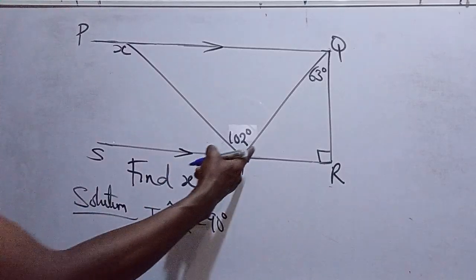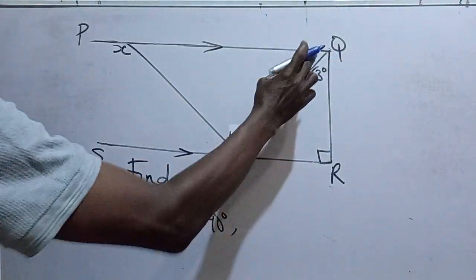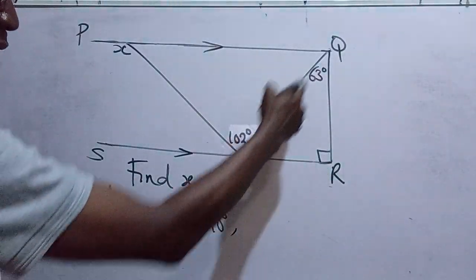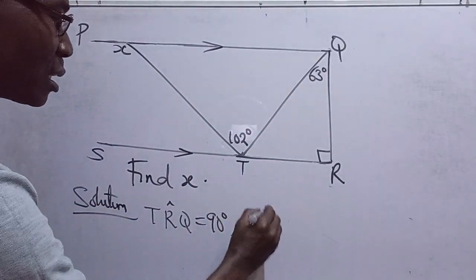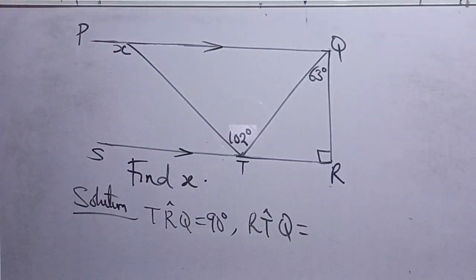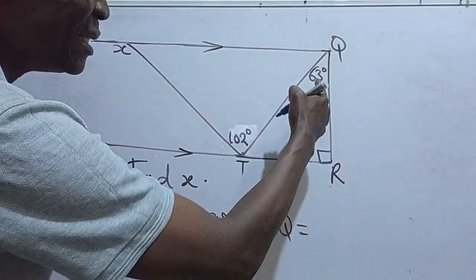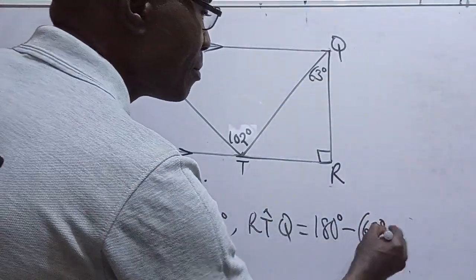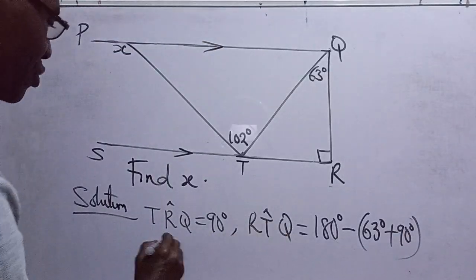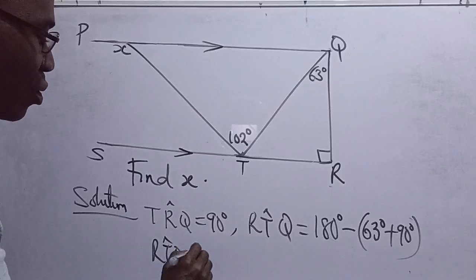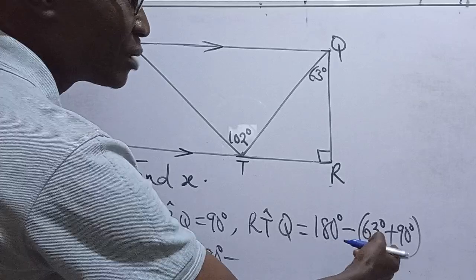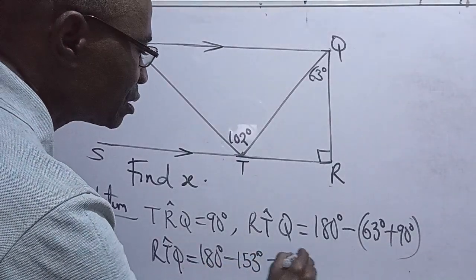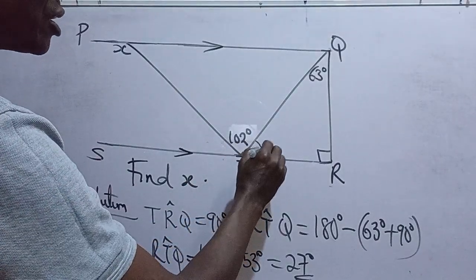So if TRQ is 90 degrees, what will be the value of the other angles here? Considering triangle TRQ, where angle TRQ is 90, now angle RTQ, the one in the middle, will be equal to 180 degrees minus the addition of this 63 degrees plus 90 degrees. So RTQ equals 180 minus 153, which gives us 27 degrees. So this angle is 27 degrees.